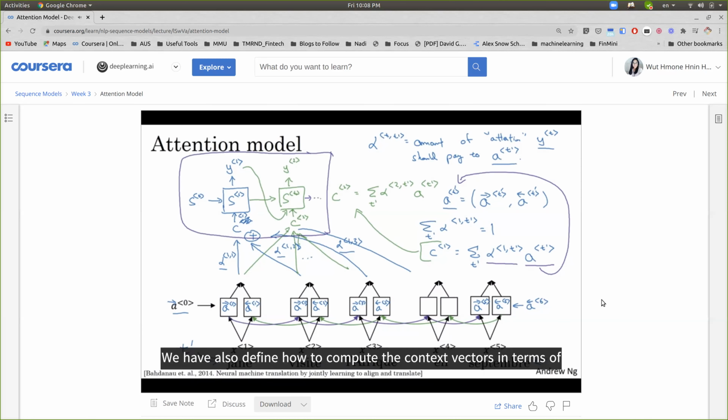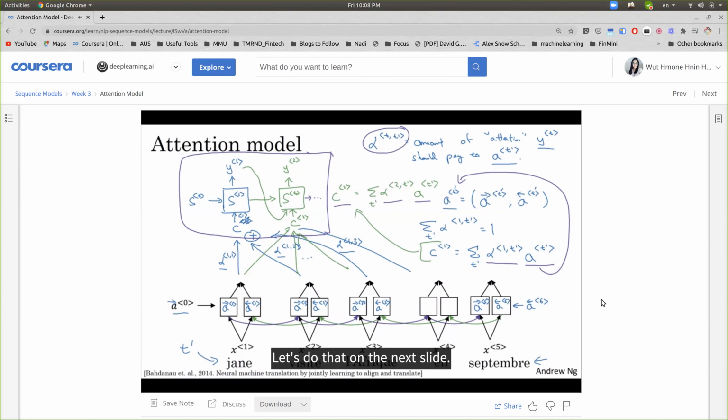We have also defined how to compute the context vectors in terms of these attention weights and those features of the input sentence. So the only remaining thing to do is to define how to actually compute these attention weights. Let's do that on the next slide.